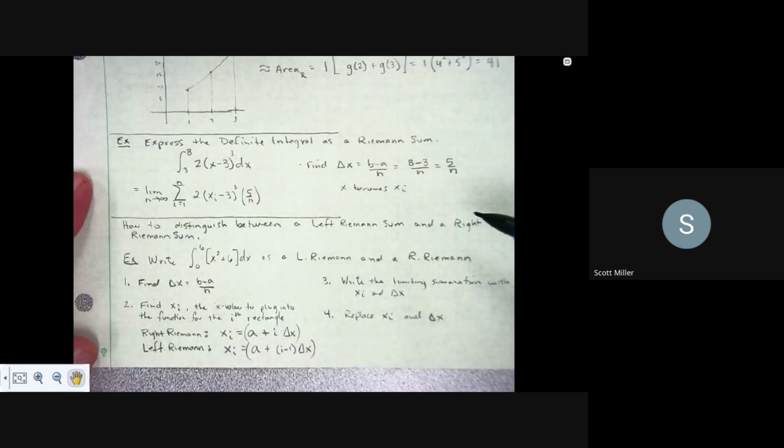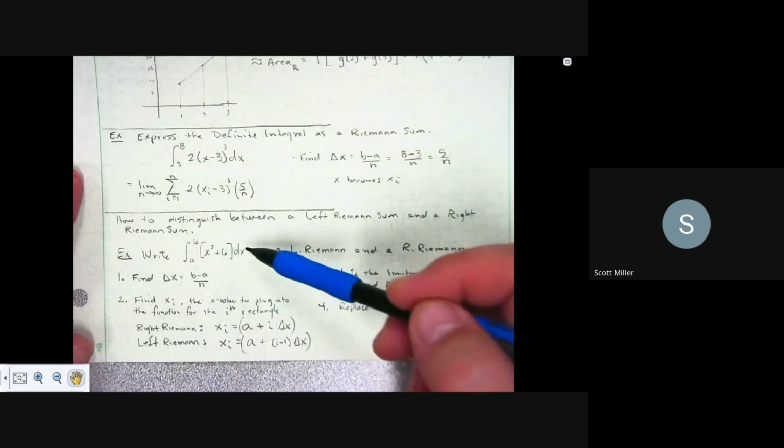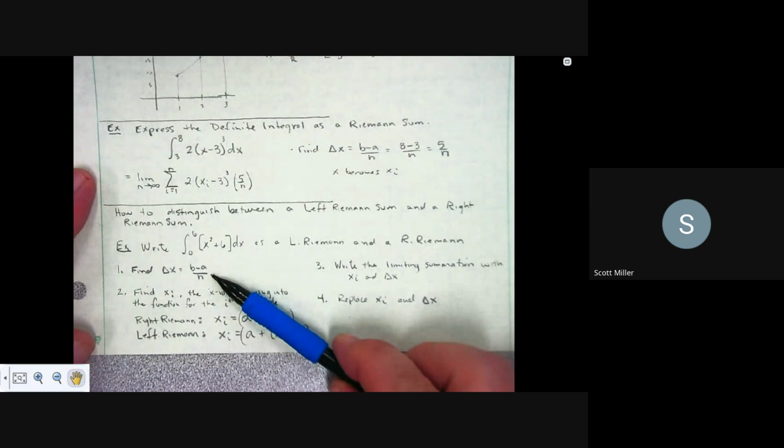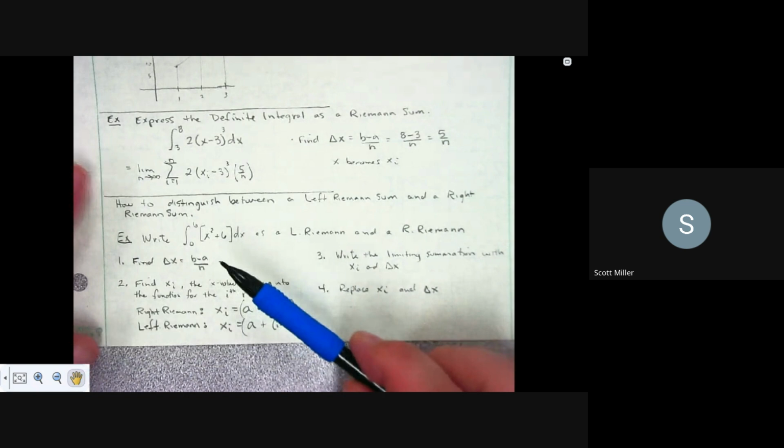How do I distinguish between a left and a right Riemann sum? Okay, so this gives you some guidance on how to go about doing it. Let's write this expression as a left Riemann sum and a right Riemann sum. Let's walk through the process. The first thing you want to do is find that delta x, just like we did before.